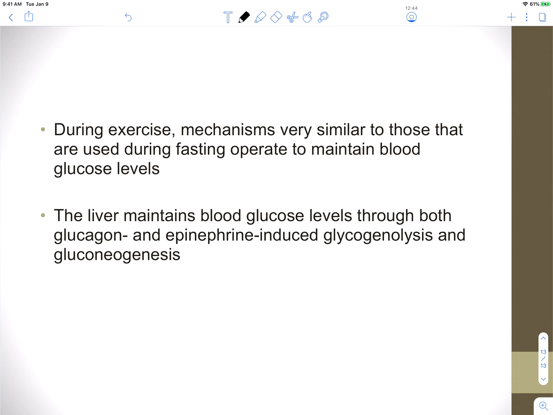When you are exercising, you're going to have very similar methods or mechanisms as the fasting state, and this is again to maintain blood glucose level. And the liver is going to maintain these blood glucose levels through glucagon and epinephrine induced glycogenolysis and gluconeogenesis.